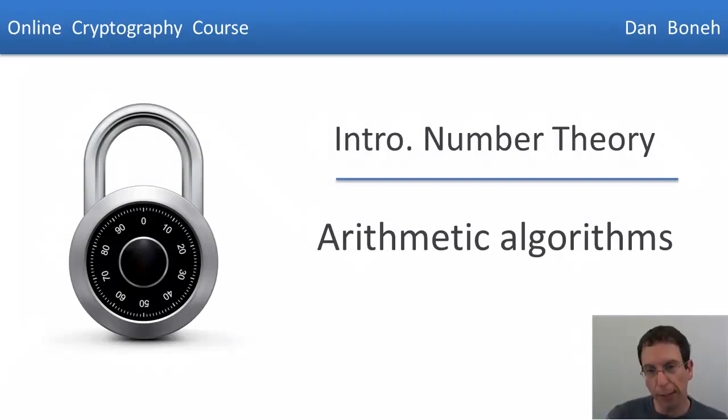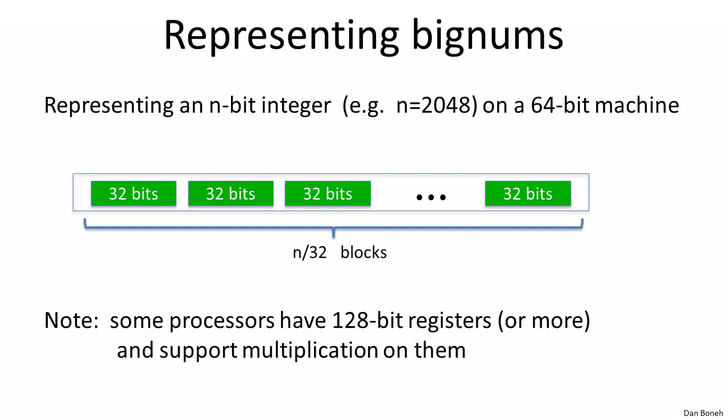The next thing we're going to look at is how to compute modulo large integers. So the first question is, how do we represent large integers in a computer? That's actually fairly straightforward. Imagine we're on a 64-bit machine. What we would do is break the number we want to represent into 32-bit buckets. And then we would have these n over 32 buckets, and together they would represent the number that we want to store on the computer.